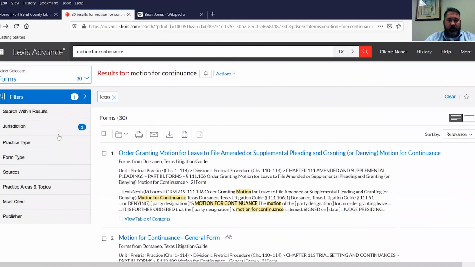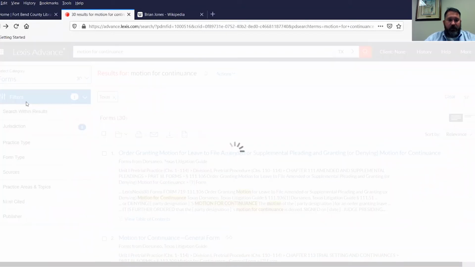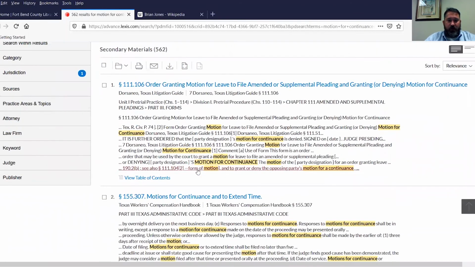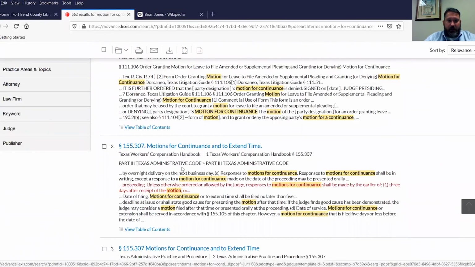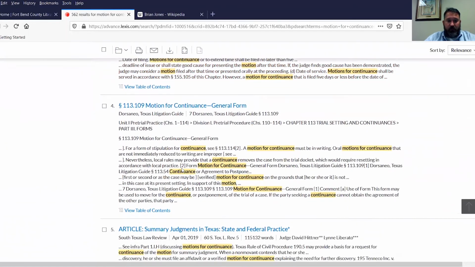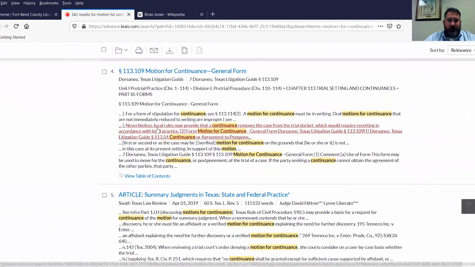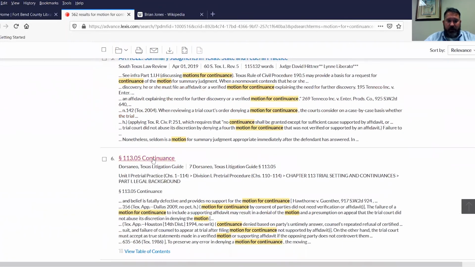Let's look at secondary resources, just to show the final primary category of things that are brought out by that search. There are a lot of secondary resources, and you just have to scroll through and look for things. Here we have a motion for continuance from the Texas Litigation Guide, which is also where that form was, and there are law review articles talking about it. This looks like one of the main chapters from Arsenio's Texas Litigation Guide, so let's open up that one.